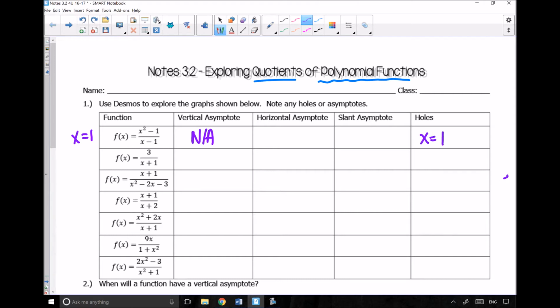What does a hole mean? It means that if I were to graph this out, it would work until I get to 1. It would be an open circle, and then it would keep going. It works everywhere except for 1, okay?